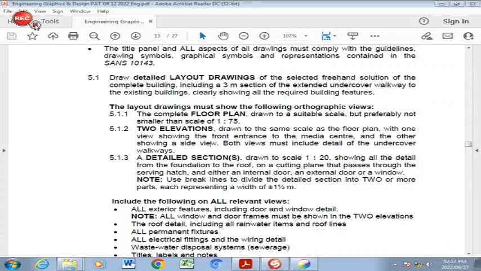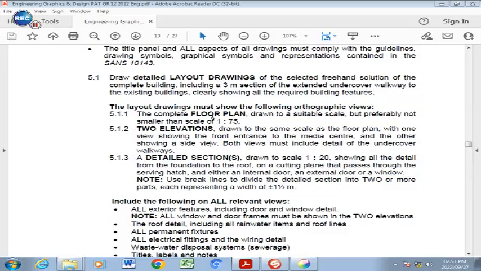Hi grade 12, so we continue with our pattern. We just want to recap as to where we are and what we still need to do. We are currently at 5.1 and you will see that we have done our layout drawings, and those drawings are looking at 5.1.1, 5.1.2, and we're going to move to 5.1.3.